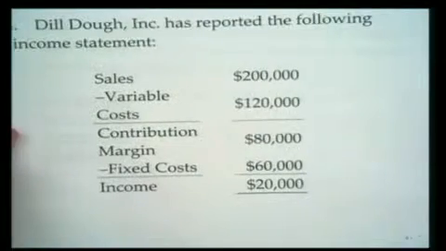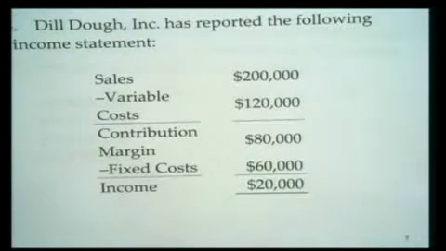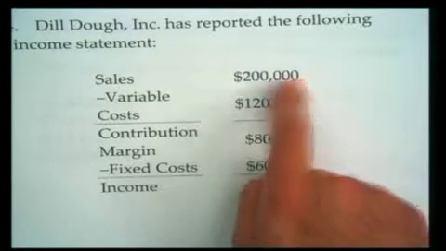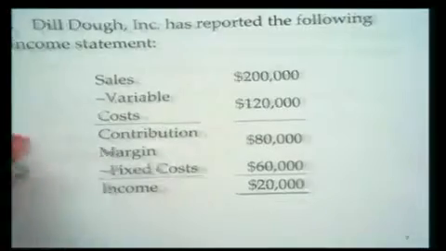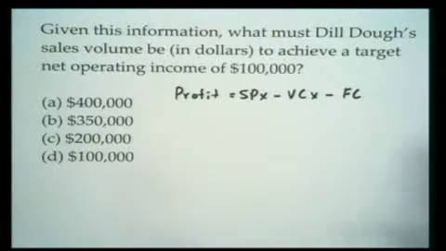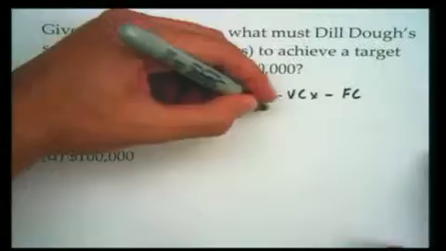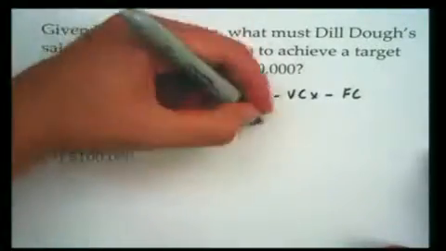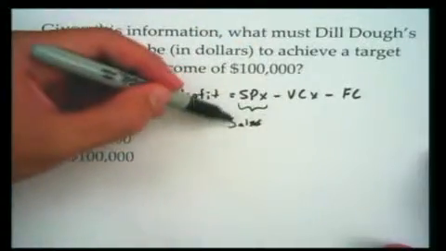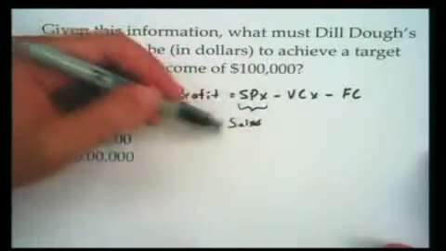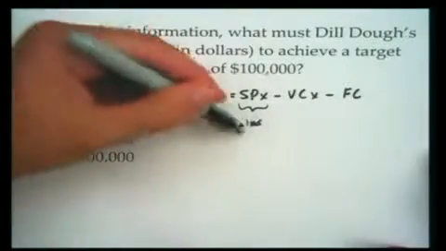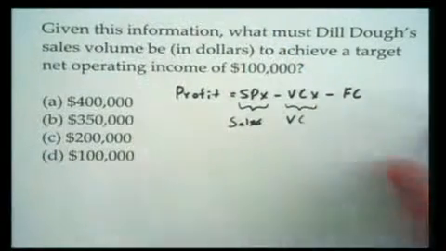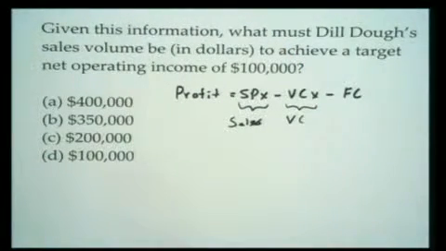If I told you we sold 100 units or something like that, you would take the sales of $200,000 and divide it by 100. But that's not given in this question, so what do we do? Well, selling price per unit times the number of units is just plain old sales. Make sense? Sales, minus variable cost times X, which is just total variable costs, minus the fixed costs.